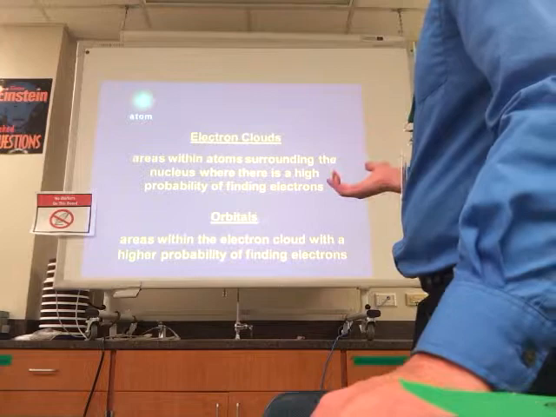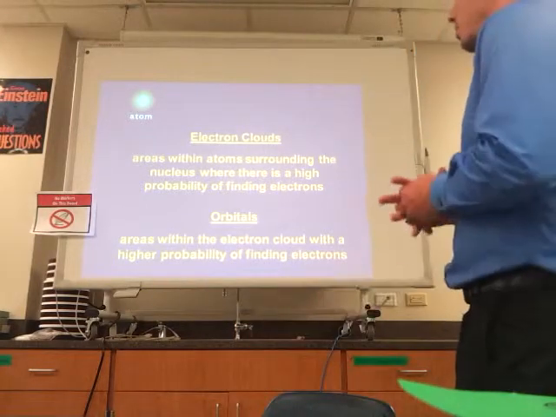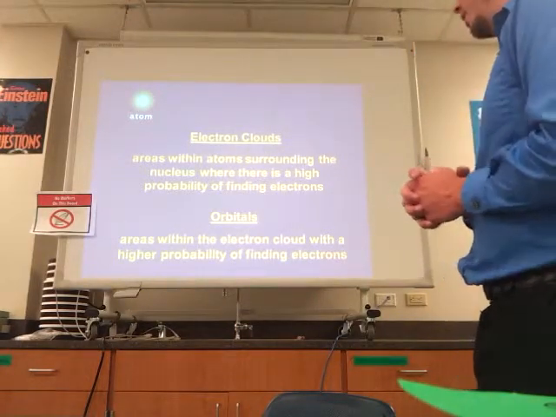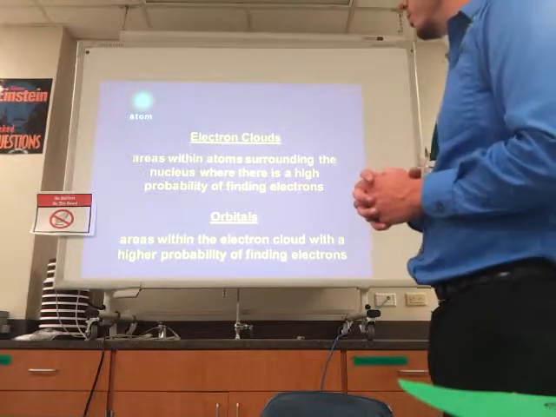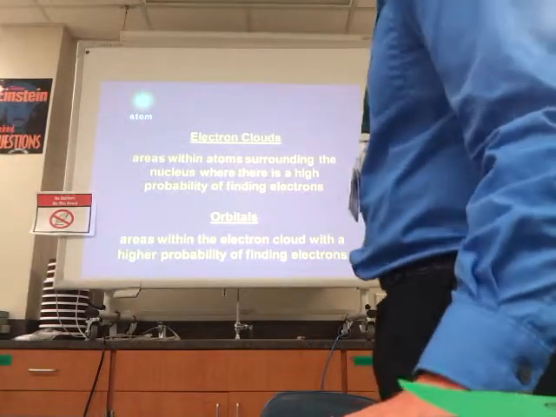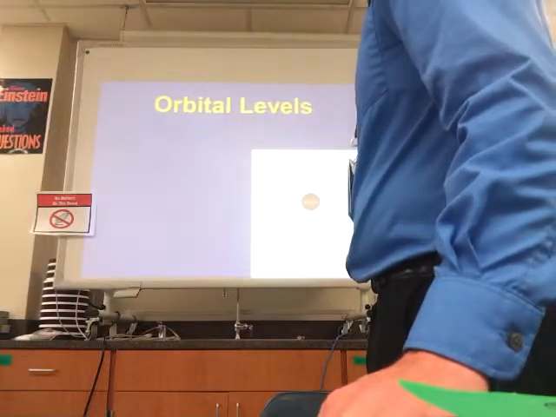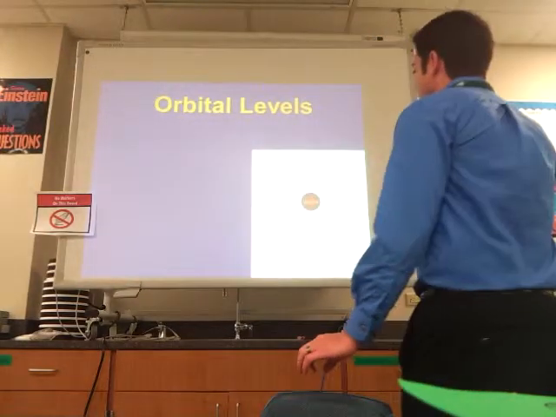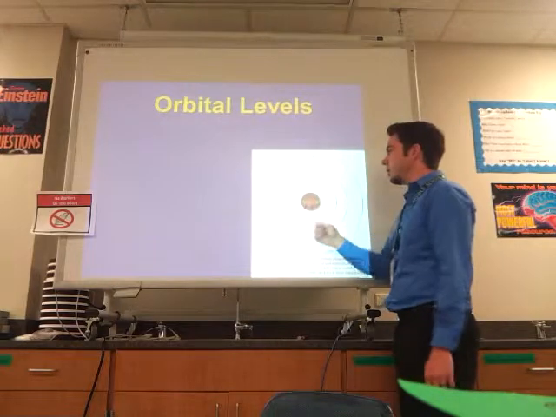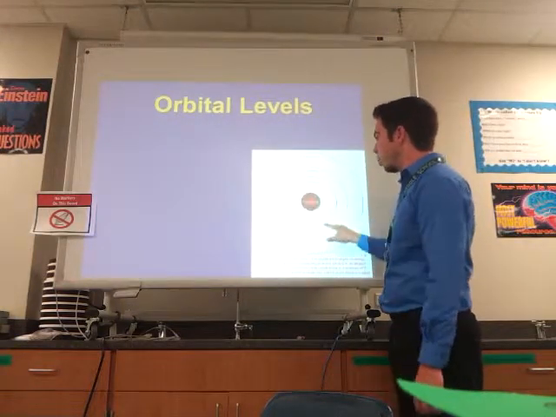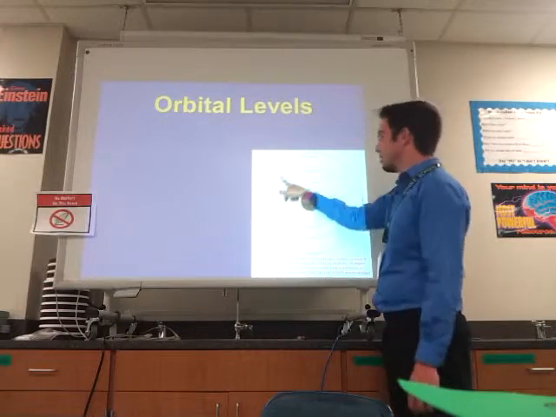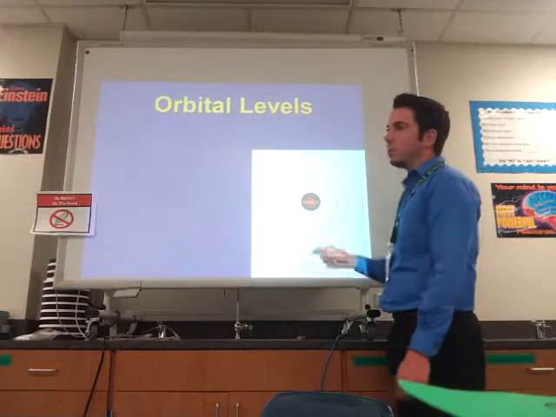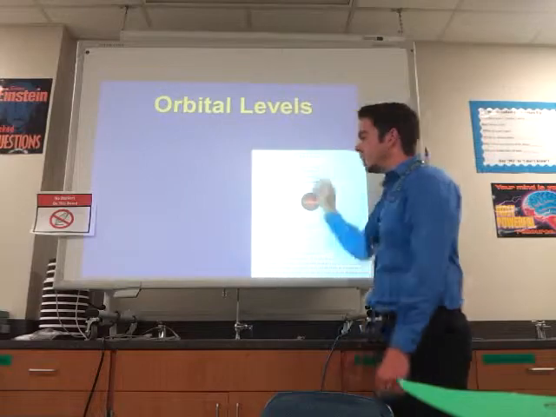Electron clouds are areas around the nucleus where there's a high probability of finding electrons. Orbitals are areas within the electron cloud that have a higher probability of finding electrons. Specifically, those are the rings that we draw on Bohr models. So here's an example showing you orbitals around the nucleus, the center. Our first orbital holds exactly 2 electrons. The second orbital can hold 8 electrons, and the third orbital can hold 8 electrons.